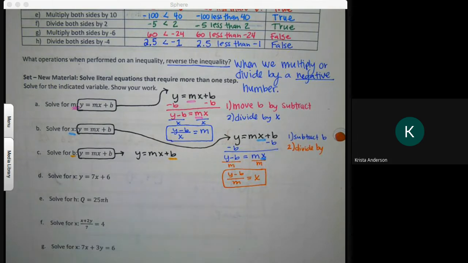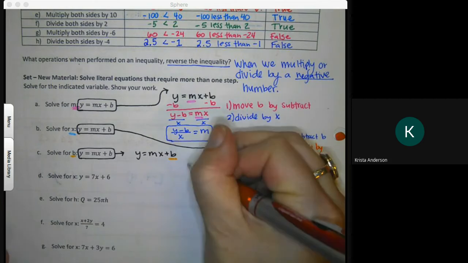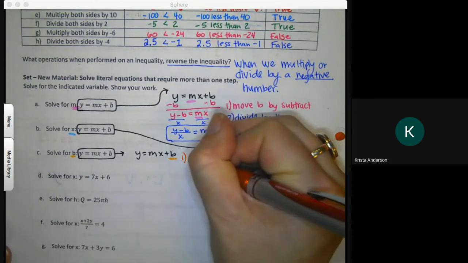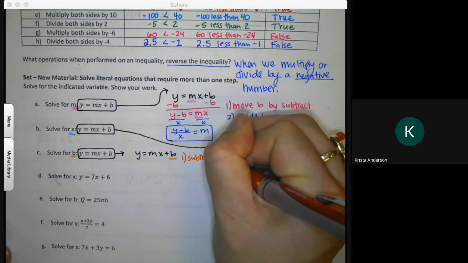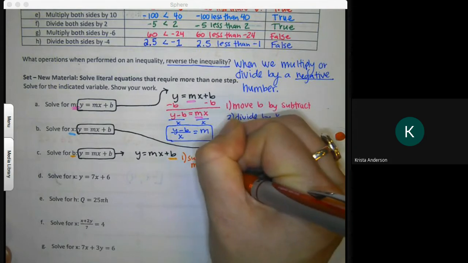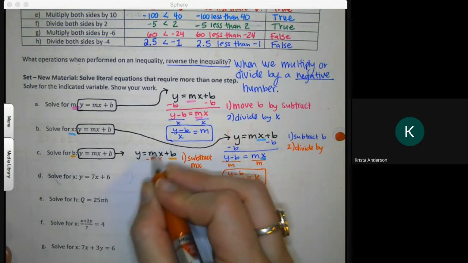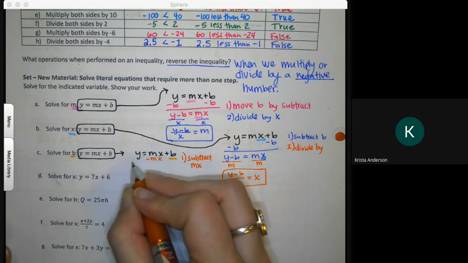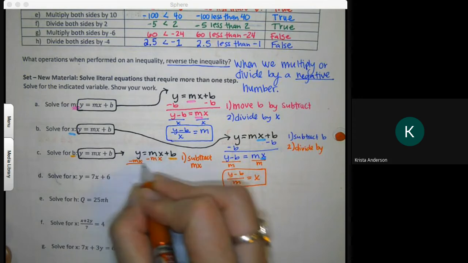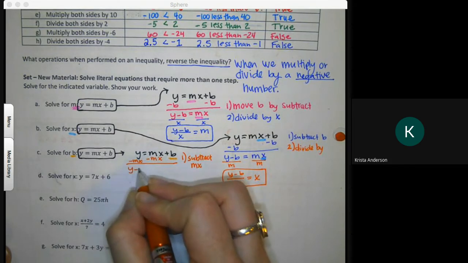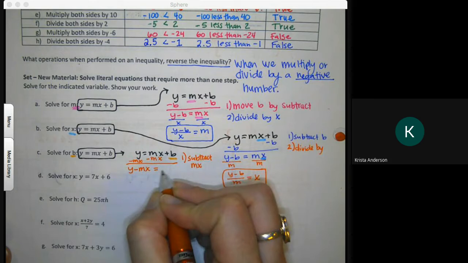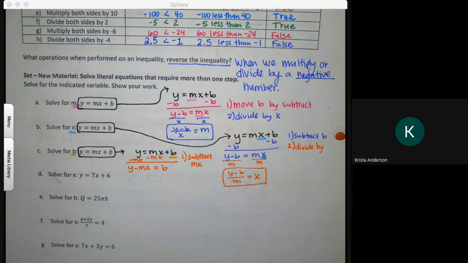So if I want to move the mx, I'm going to subtract mx from both sides. I'm just going to move that whole chunk over together, which would give me y minus mx equals b. Done. I don't have to divide because b didn't have anything being multiplied by it.